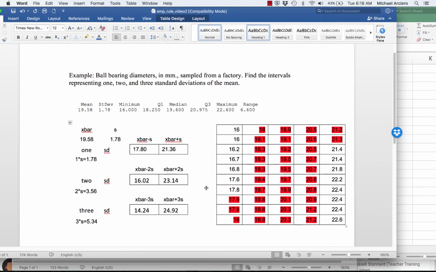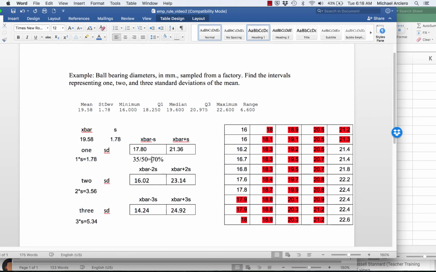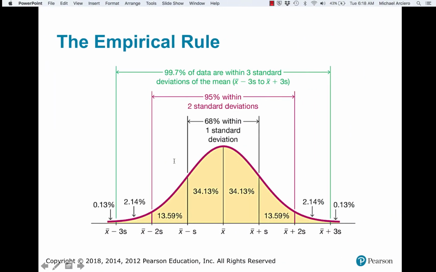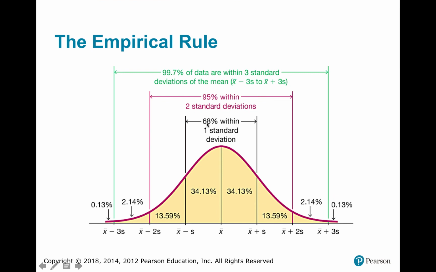Let's see how this works out with our example. Here we have our intervals representing 1, 2, and 3 standard deviations of the mean. I've highlighted in red all the values that lie within 1 standard deviation. It turns out that there are 35 out of 50 of those, or about 70%. So that roughly agrees with our empirical rule of 68%.